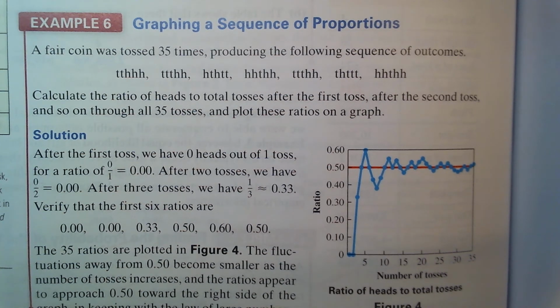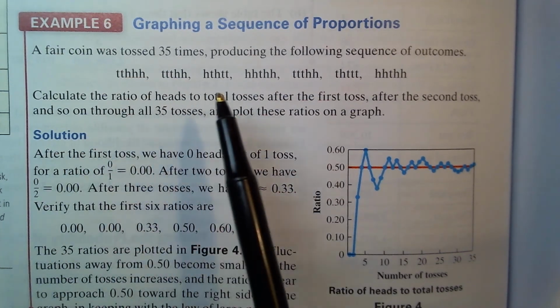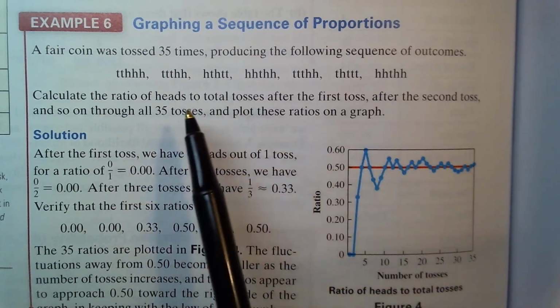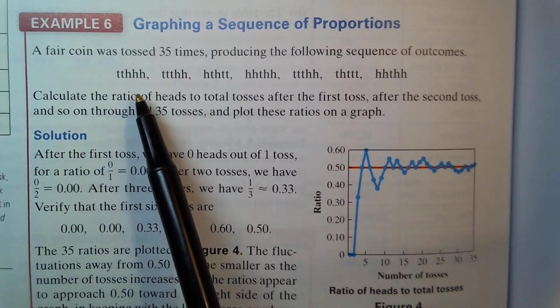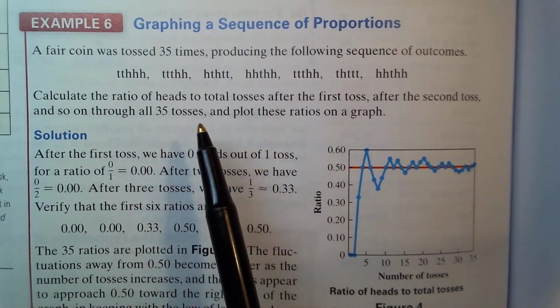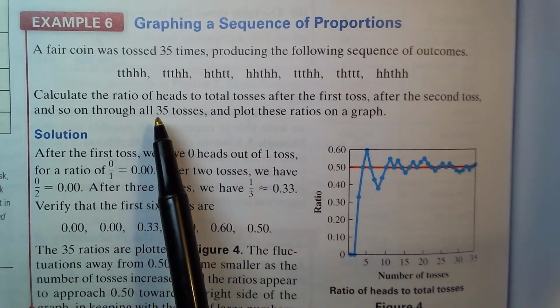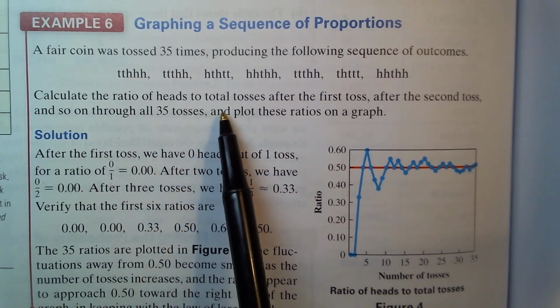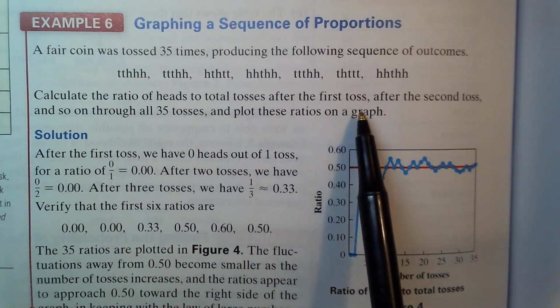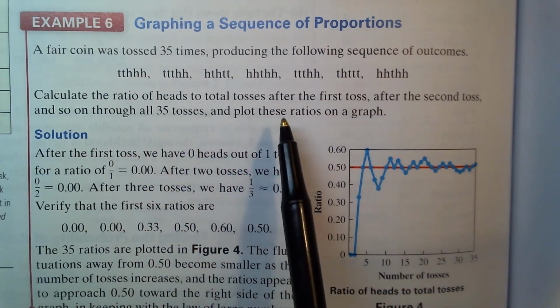Example 6 is an excellent way to illustrate the law of large numbers by graphing a sequence of proportions. Here we toss a fair coin 35 times, and here is the sequence of outcomes: tail, tail, heads, heads, heads, etc. Now we're supposed to calculate the ratio of heads to total tosses after the first toss, after the second toss, and so on.